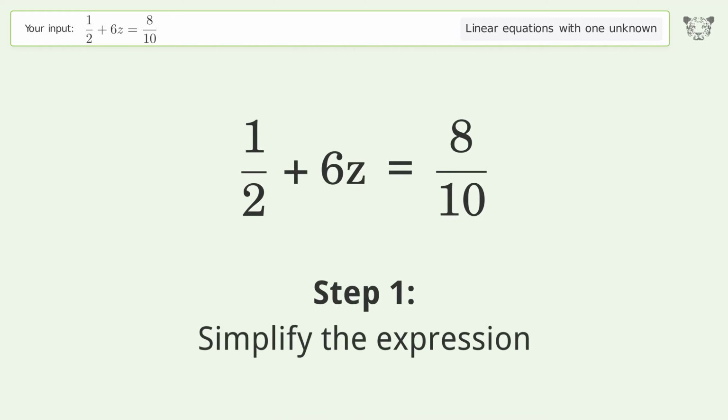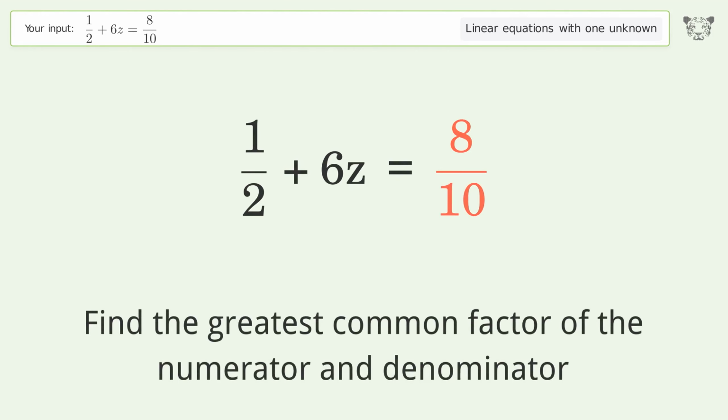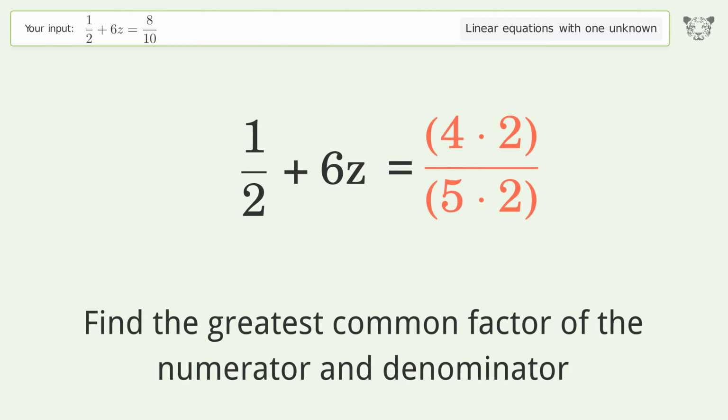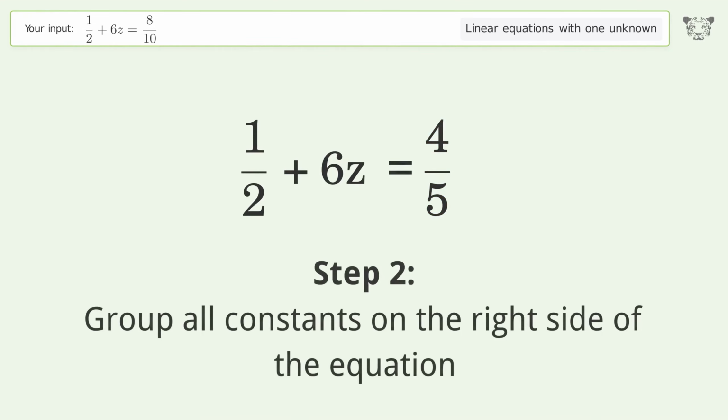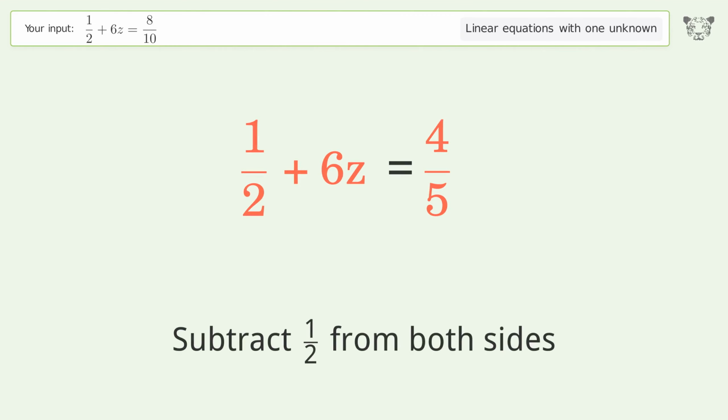Simplify the expression. Find the greatest common factor of the numerator and denominator. Factor out and cancel the greatest common factor. Group all constants on the right side of the equation. Subtract 1 over 2 from both sides.